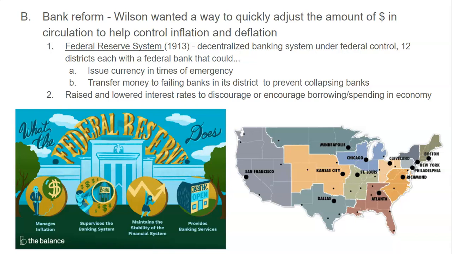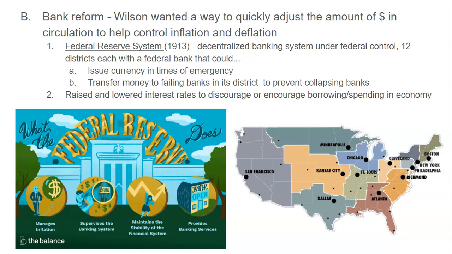So we'll start with the banking industry. So with bank reform, Wilson wanted to find a way that he could quickly adjust the amount of money in circulation, and this would help to control inflation and deflation, which have been issues of this time period. And so he created with Congress the Federal Reserve System, which was a decentralized bank, basically meaning that there would be multiple national federal banks around the country that could issue currency in times of an emergency. So that would easily help to regulate inflation and deflation, as well as if they were banks in their districts, then they could transfer money to those banks to prevent them from collapsing or going bankrupt and then causing a panic.